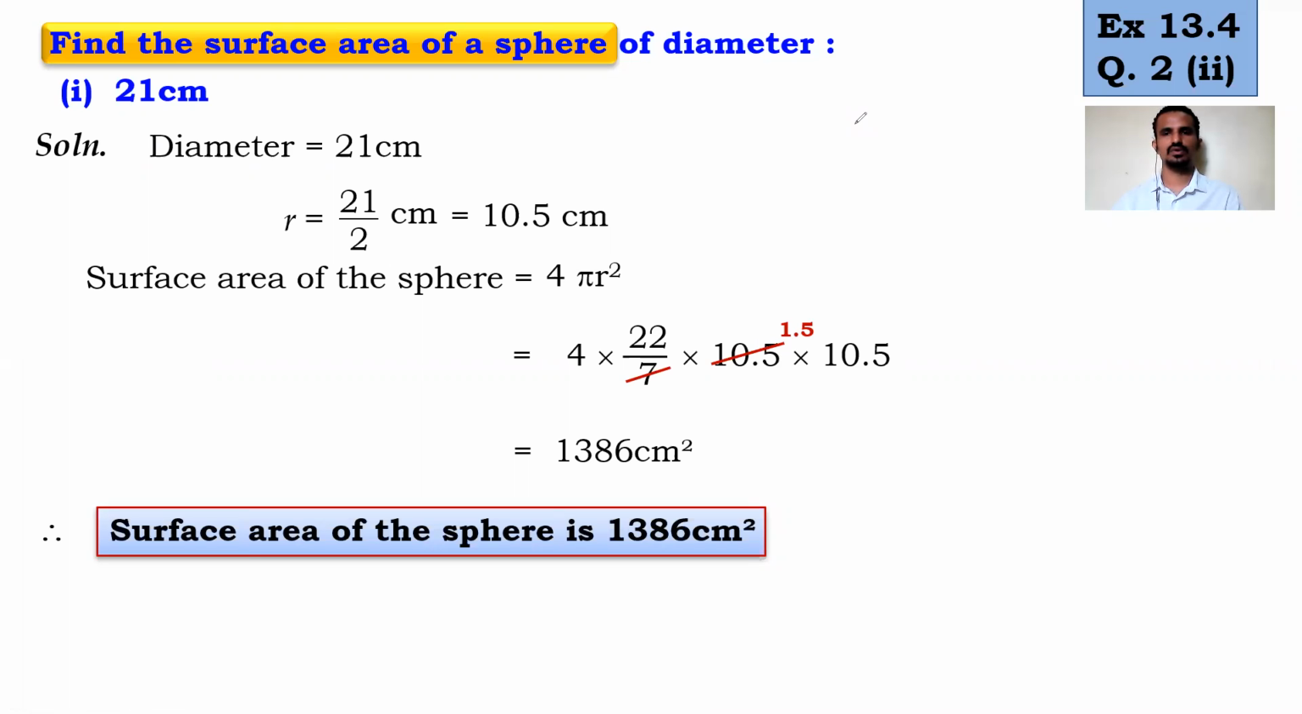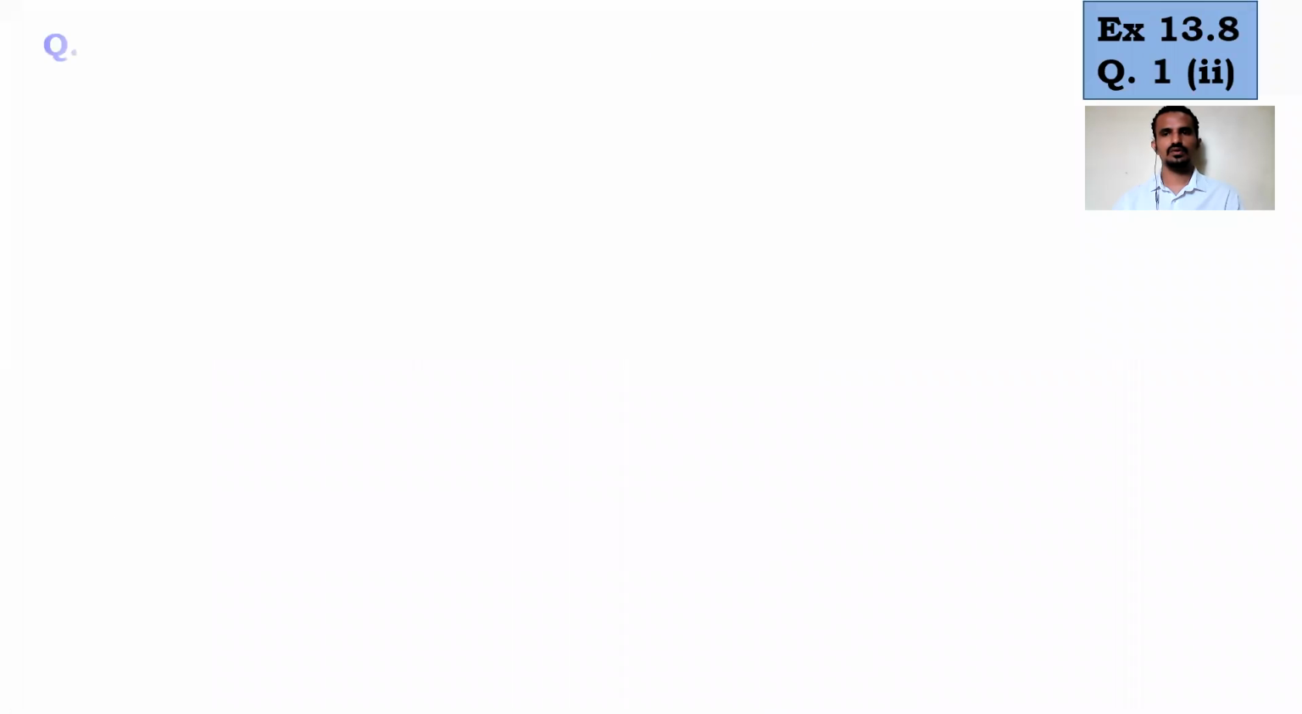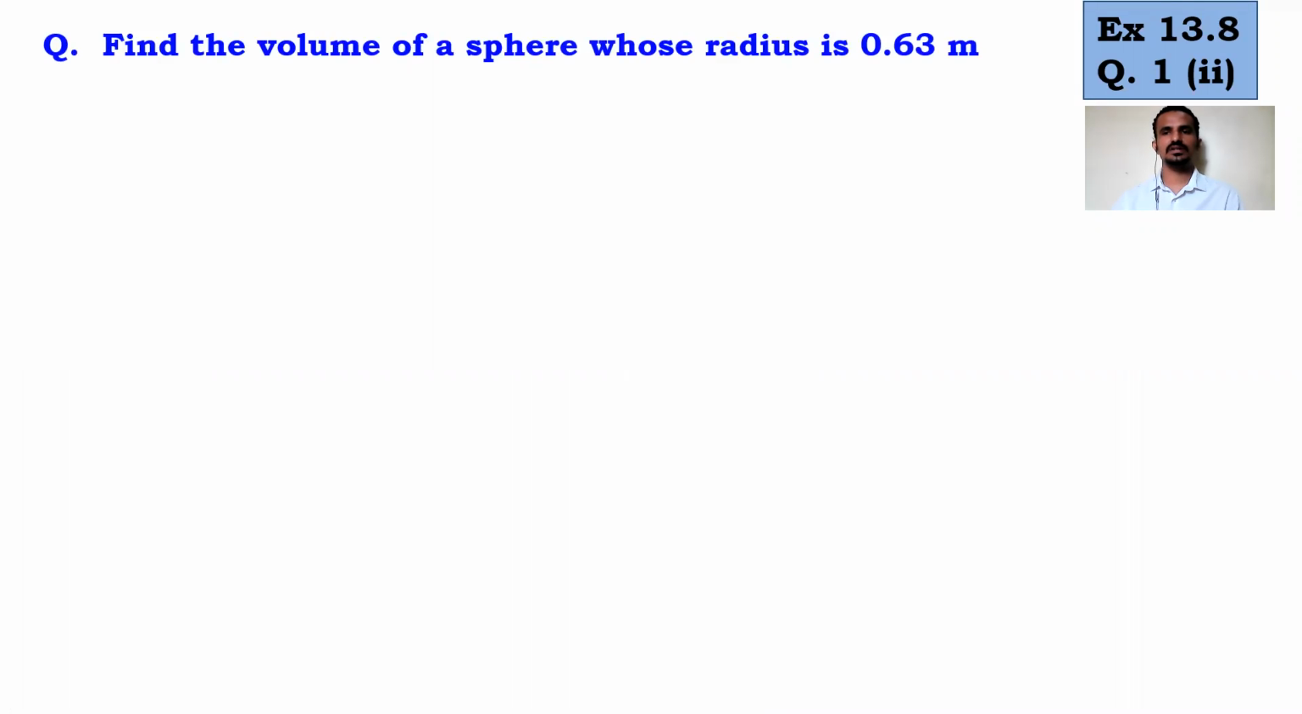So this was the question based on surface area. Let us take a question based on volume. Questions based on volume are in the exercise 13.8. So the question is 13.8, question number 1, sub question 2. The question is, find the volume of the sphere whose radius is 0.63 meters.